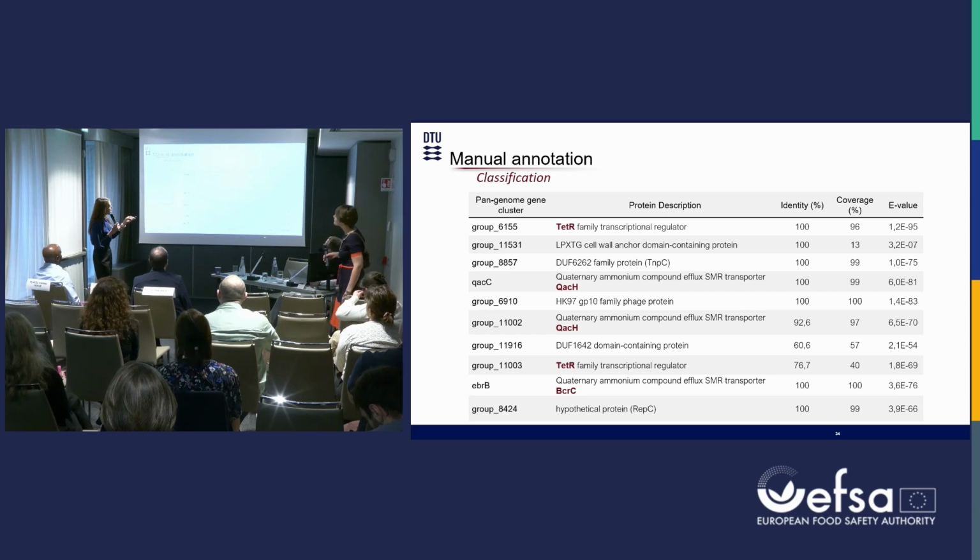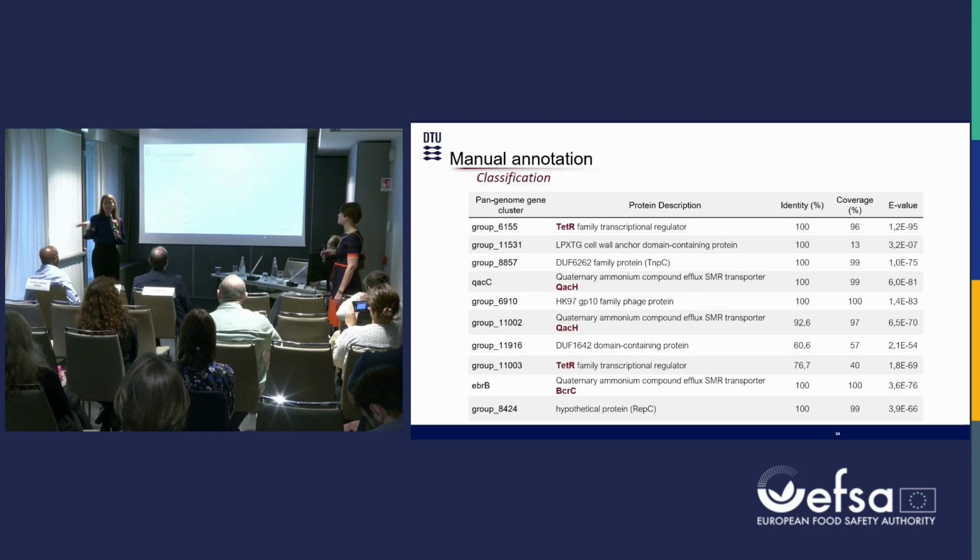Some of them we know, and it's good, because quaternary ammonium, there are a few genes in Listeria monocytogenes that we know are related to disinfectant resistance. Only a few genes. It's not like in antibiotic resistance, where we know thousands of genes. In Listeria disinfectant resistance, we know a few, when I say a few, 3 or 4 genes.